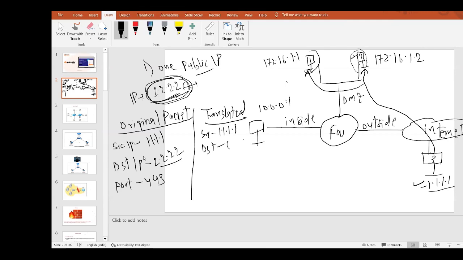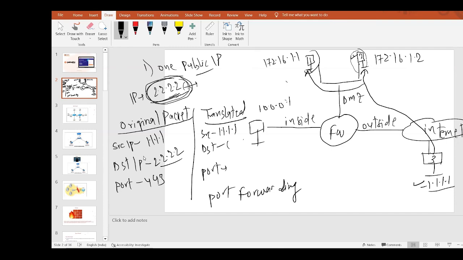So what would happen? The translated packet source is 1.1.1.1. That is fine. Destination, I don't know yet, because where my firewall will forward the traffic, I don't know. So how will my firewall forward the traffic? It is forwarding on the basis of port. That's called port forwarding. I will explain what port forwarding is. It's very easy. You guys will understand.